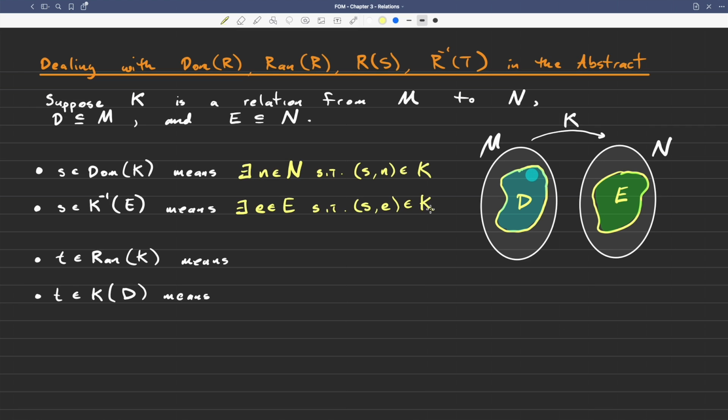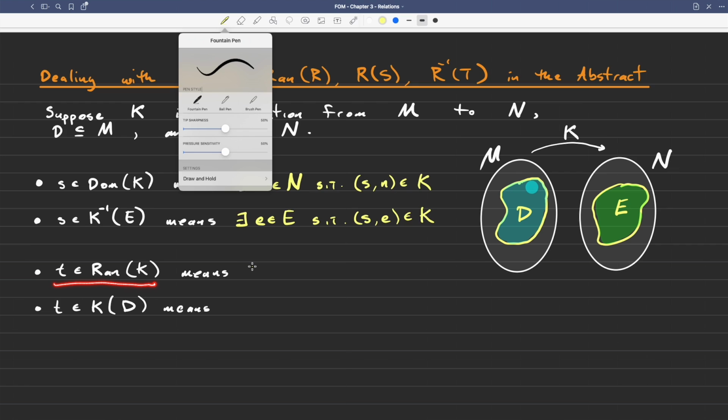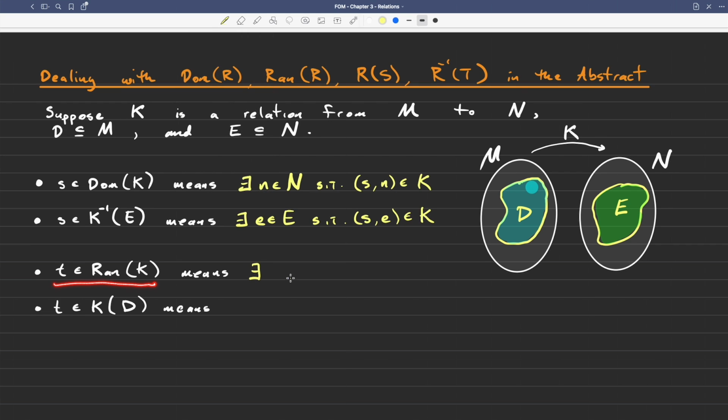Now let's do range and image. So we've got t is in the range of K. All that means to say something's in the range just means it's a second component of some ordered pair. Well, if t is a second component, there must exist some first component. Might as well call that little m, and it lies in big M, such that (m, t) is in K.